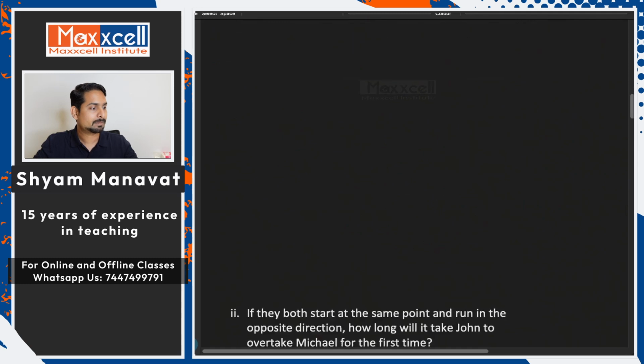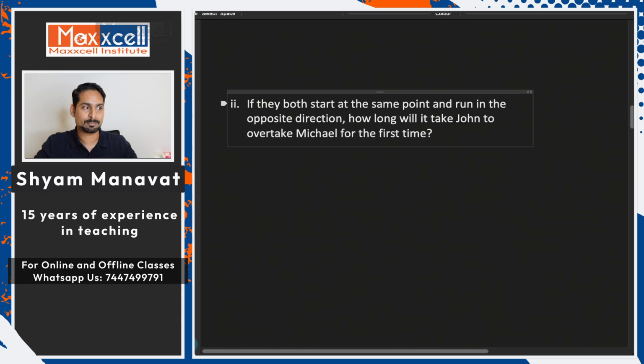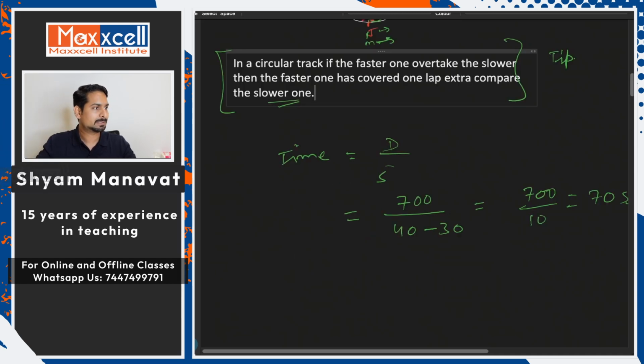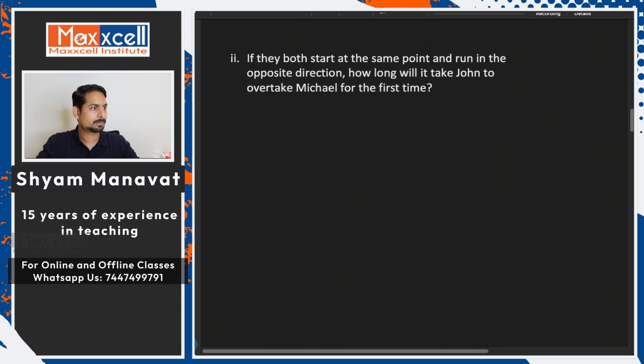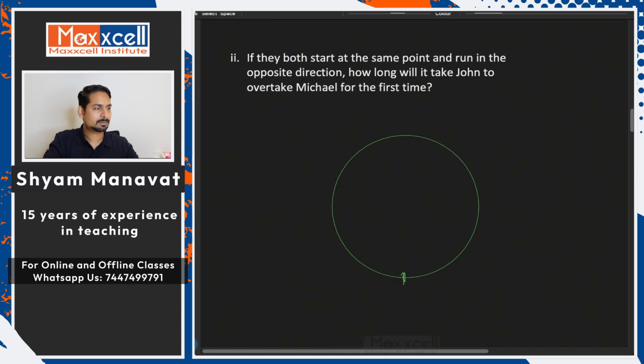Now the same case, if both start at the same point and run in the opposite direction, then what will happen? That should be pretty simple and easy for you. If they are running in the opposite direction, let's say this is the starting point, one starts in this direction, the other starts in this direction, they will meet when relatively they cover one circle.